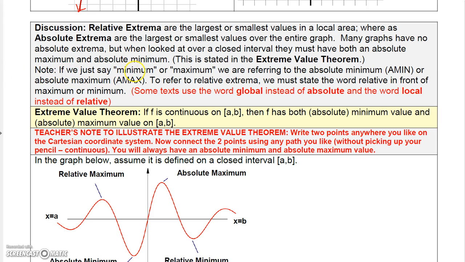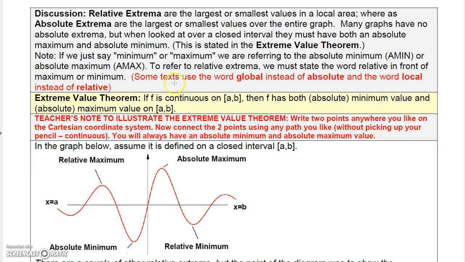So if we just say minimum or maximum, we're actually referring to the absolute extrema, absolute min, absolute max. To refer to relative extrema, we need to state the word relative in front of them. Now, some other texts might use global instead of absolute and local instead of relative.